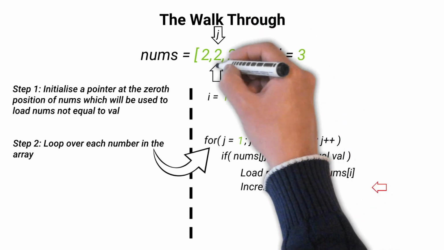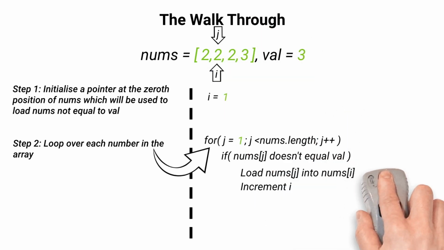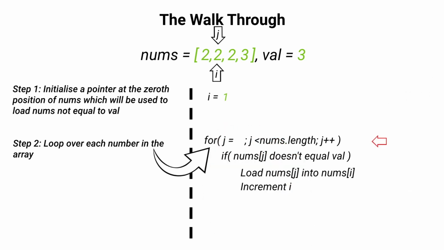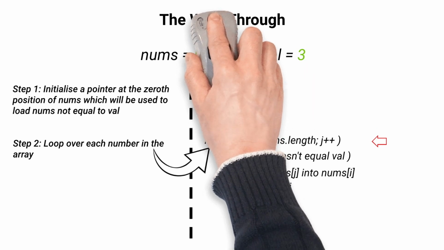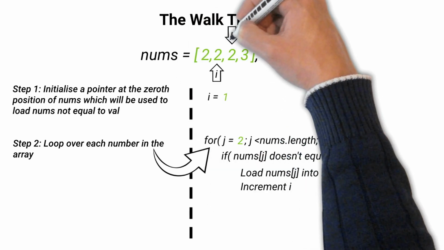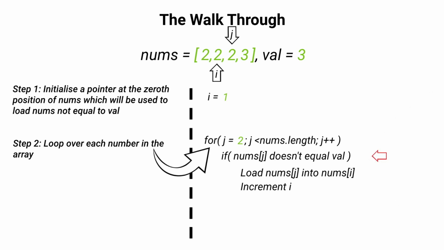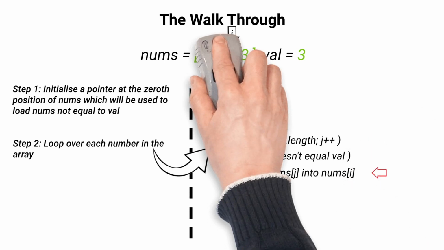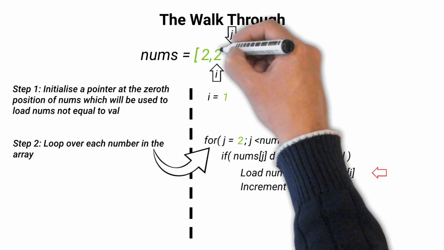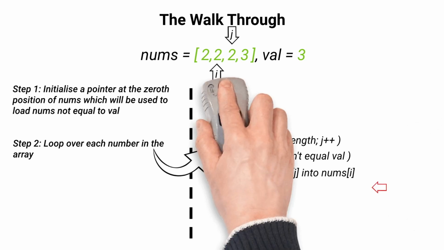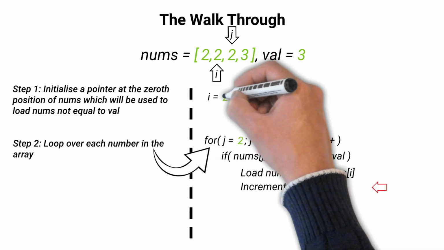And then we want to increment j, updating that to now be 2. So we'll move the pointer. Then we want to check if nums j doesn't equal val. Nums j is 2 and val is 3, so that's now correct. So we then want to load nums j into nums i, so we'll put a 2 in here. And then we want to increment i. So i is now equal to 2. We update the pointer.